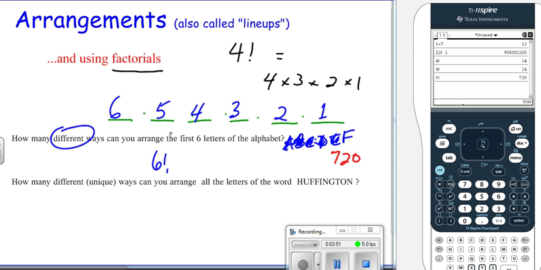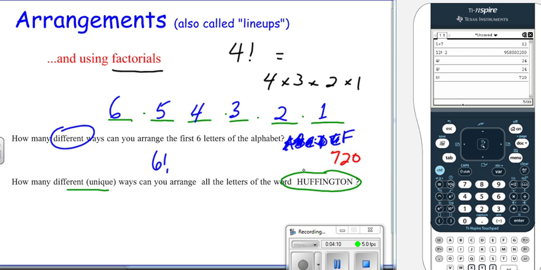So you can see now that what you end up with using that counting principle and thinking about the 6 separate events or 6 separate choices is you end up with the exact same formula for 6 factorial. Okay, if we have repeats in what we start with, how many different or unique ways can you arrange all the letters of the word Huffington?